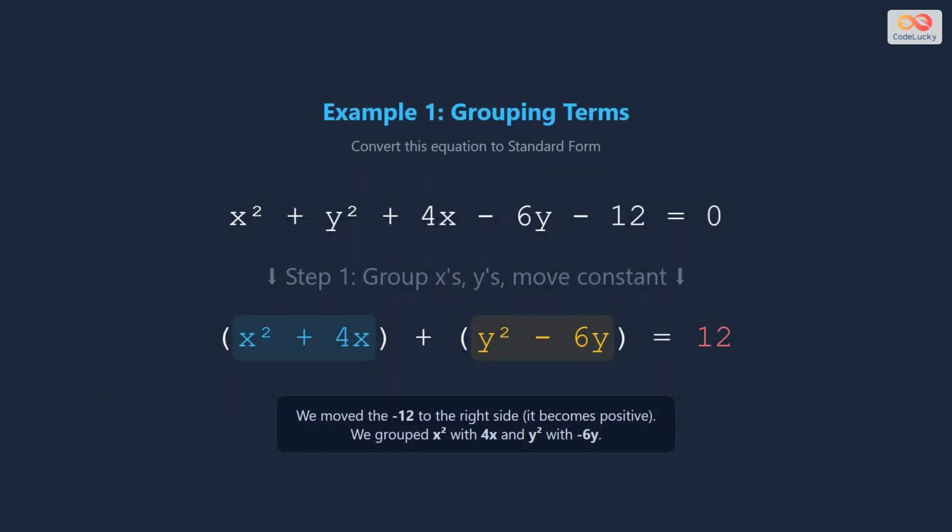Let's apply this to an example. We have the equation x squared plus y squared plus 4x minus 6y minus 12 equals 0. Our first step is to organize this. We will keep x squared and 4x together, and y squared and minus 6y together. The negative 12 moves to the right side of the equals sign and becomes a positive 12.